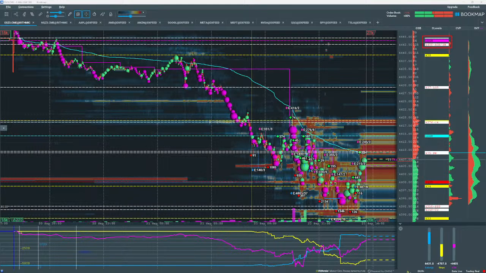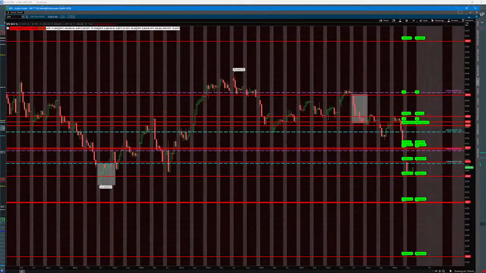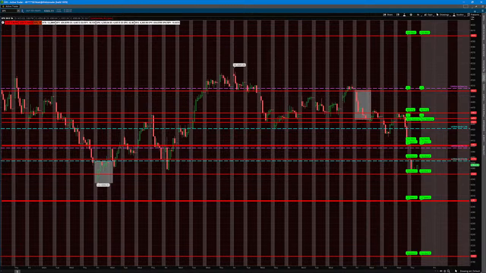And price has moved down pretty steadily from that level all the way down to the 4350 level. So before I go into this chart further, let's take a look at a larger time frame. I'm going to start with an SPX 30-day 1-hour chart.